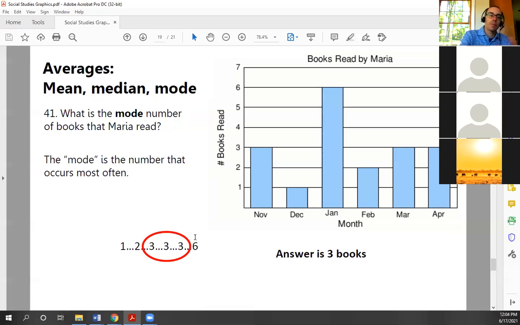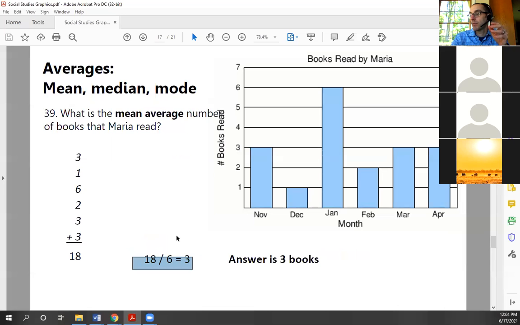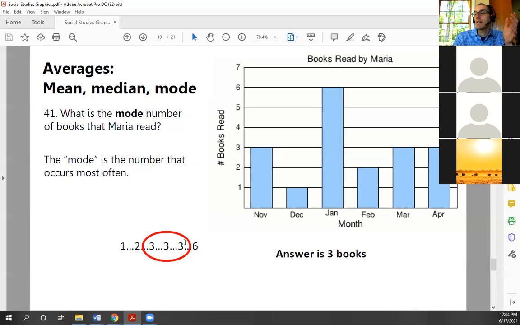So if I was talking to Maria and I'd say, what's the average number of books you read every month? She'd say 3 books, right? Because from before, 18 divided by 6 is 3. But if I said, what's the number of books per month you read most often, she would say 3, because she's read 3 books 3 out of the 6 months. It's the number that occurs most often.